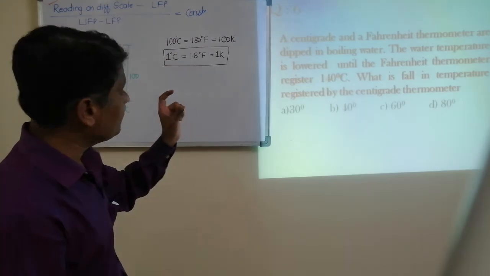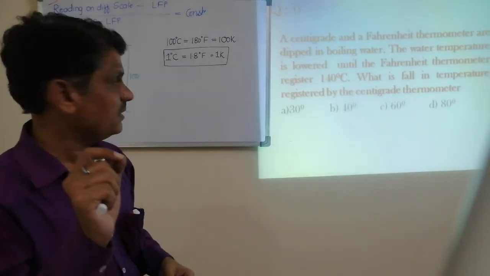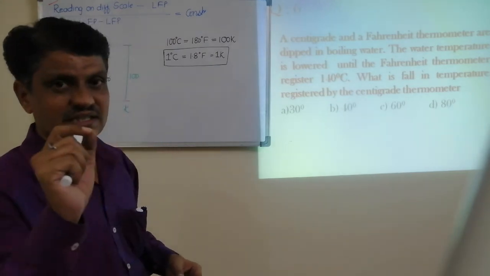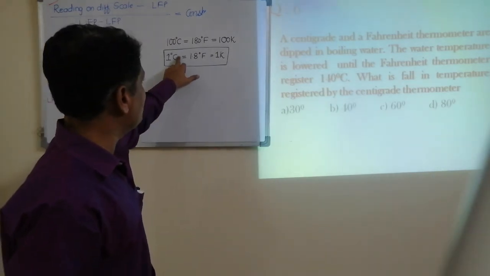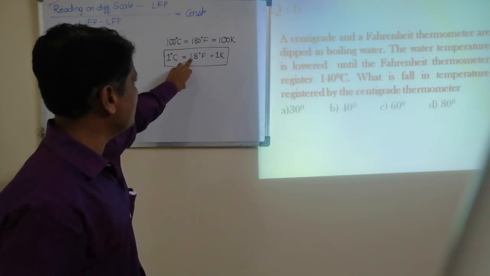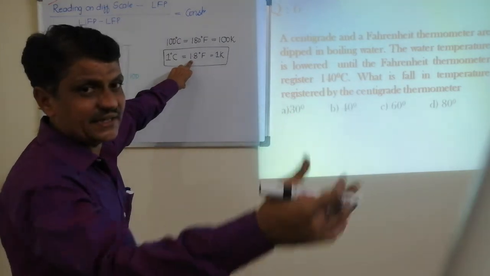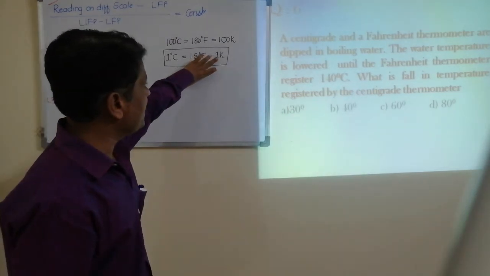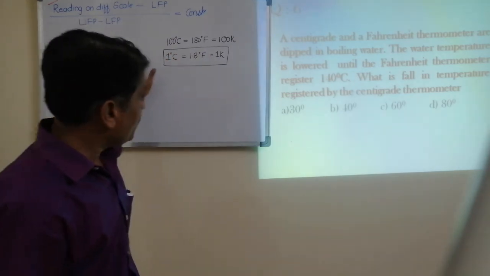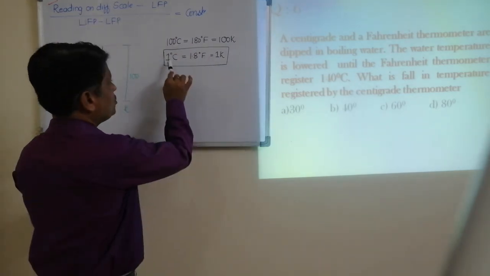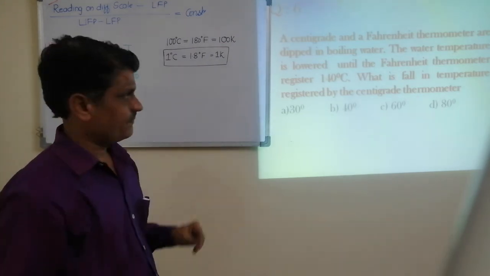In another word I can say, whenever there is a 1 degree Celsius change in temperature on the Celsius scale, then on the Fahrenheit scale it changes by 1.8 degree, and on the Kelvin scale it changes by 1 Kelvin. From this it is clear that the change in degree Celsius and the change in Kelvin are the same.